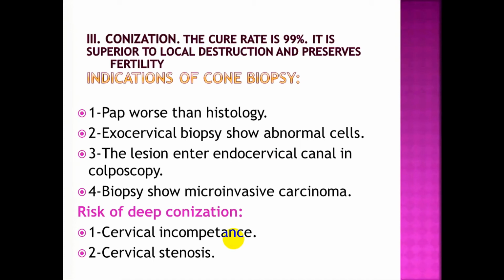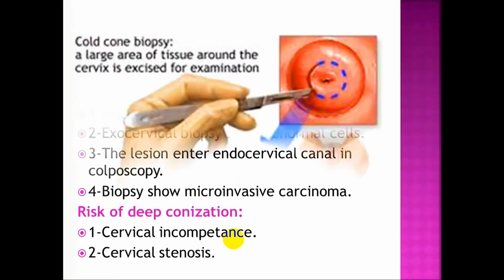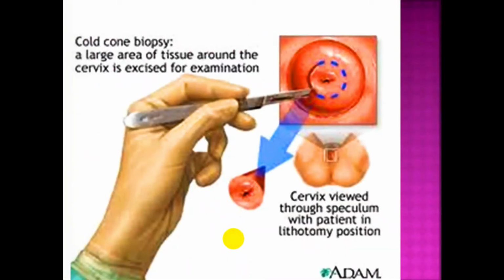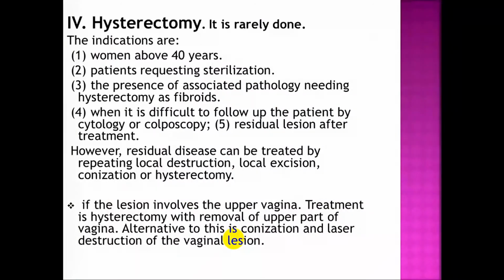The risks of deep conization: first cervical incompetence, and second cervical stenosis. In cold cone biopsy, a large area of tissue around the cervix is excised for examination. Hysterectomy is rarely done. The indications are women above 40 years, patient requesting sterilization, and the presence of associated pathology needing hysterectomy, such as fibroids, when it is difficult to follow up the patient by cytology or colposcopy.